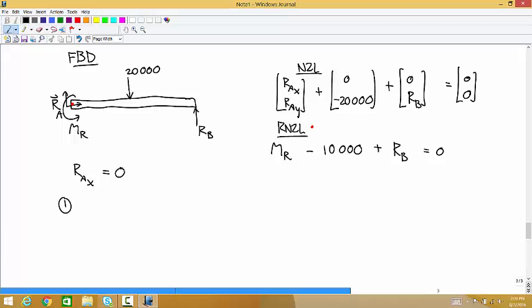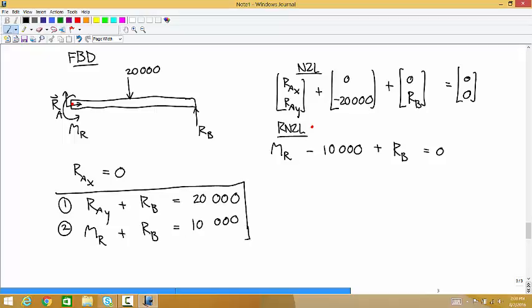So our two useful equations are RAY plus RB is equal to 20,000. And the second equation says MR plus RB is equal to 10,000. That's two equations and 3 variables. So we need more equations. This is statically indeterminate.